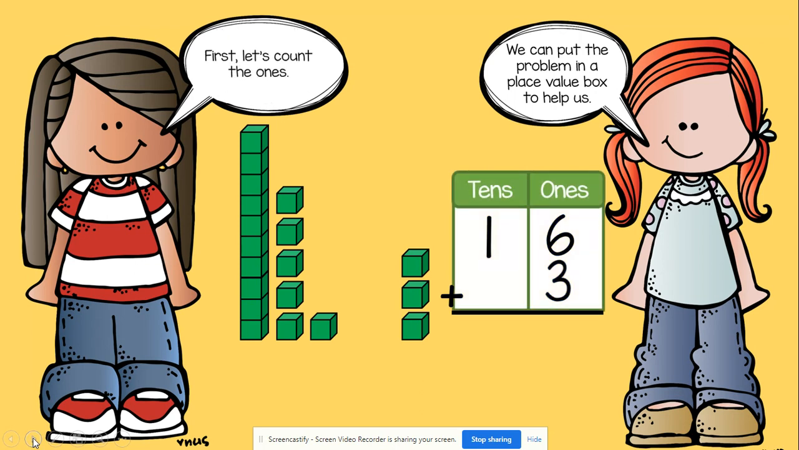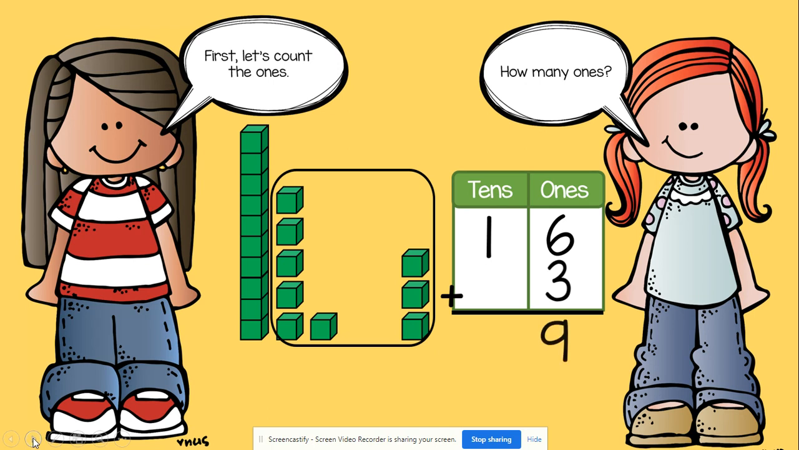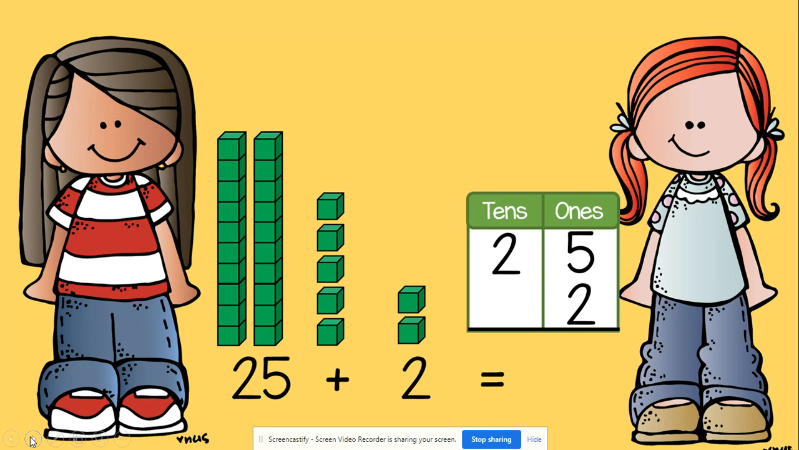First, let's count the ones. How many ones? So 6 plus 3 is 9. 6, 7, 8, 9. Next, let's count the tens. How many tens are there? There is only 1 ten and 0 ones in this one. So we'll put the 1 down, and it is 1 and a 9.